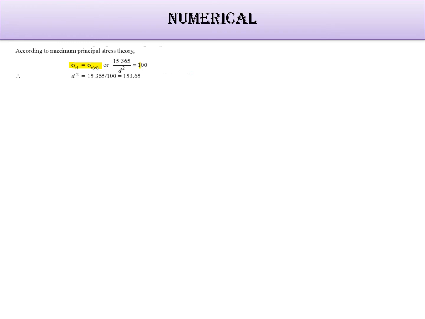The elastic limit is 100 megapascal. So we get a value of D here by solving this term, that is 12.4 mm. You can use a calculator to get the values. Okay, you can check it.